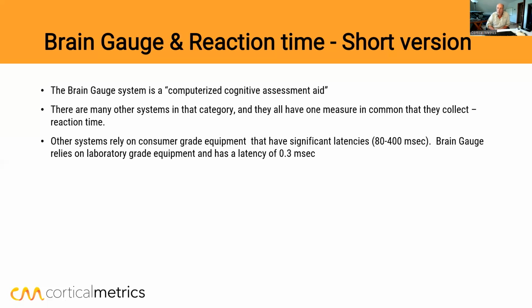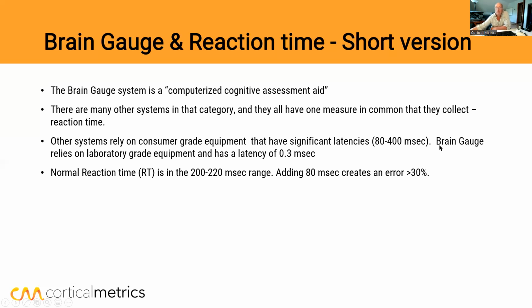Brain Gauge relies on laboratory grade equipment. This is equipment that we built from the ground up and is housed in that computer mouse sized device that you've seen. Latency of 0.3 milliseconds. If you don't know, 0.3, that's a pretty small error. 80 to 400, big error.